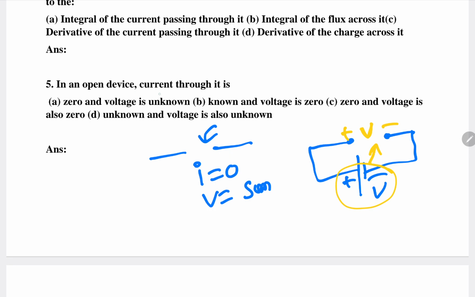So in an open device, current through it is 0 and voltage is unknown. The options: known and voltage is 0; 0 and voltage is 0; unknown and voltage is unknown. So in an open device, current through it is, here it is asking about current. Current is 0, but voltage is unknown. So the answer is A.